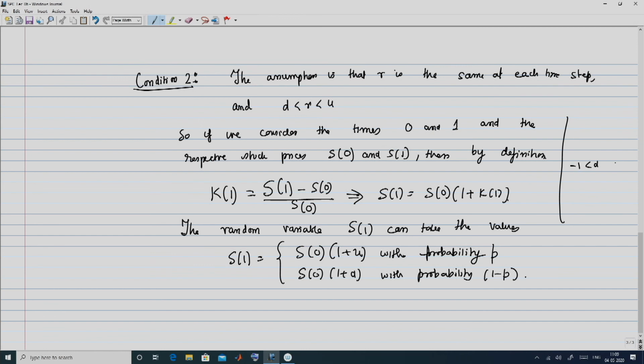Here I would like to make one more observation: we had the condition minus 1 less than d less than u, and then I put r in between. The reason why this is very crucial: I have already explained why we must have d greater than minus 1, because we need 1 plus d to be positive, resulting in the stock price at all subsequent points being positive if we start off with a positive stock price. And by the same logic, I need 1 plus u to be greater than 0, so that the stock price remains positive at all subsequent points.